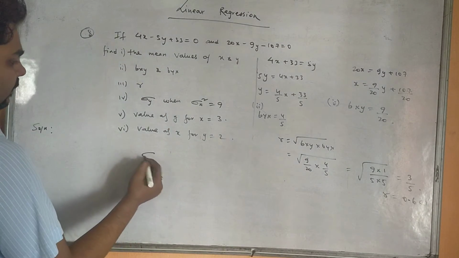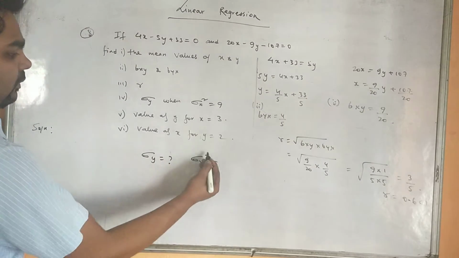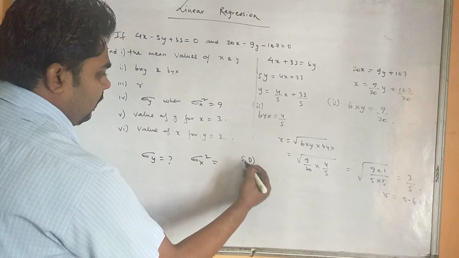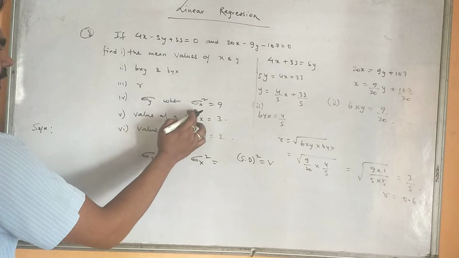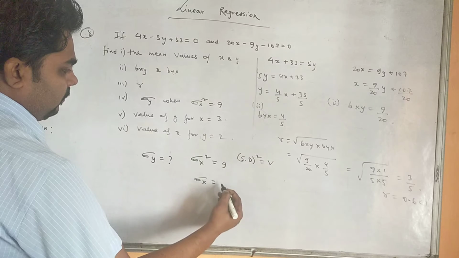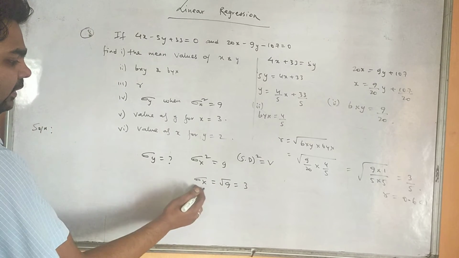So sigma y we have to find, where variance means sigma x whole square. Okay, so standard deviation square equals variance. So sigma x square equals 9, that means sigma x equals root under 9, that is 3. Okay, we got the standard deviation of x now.